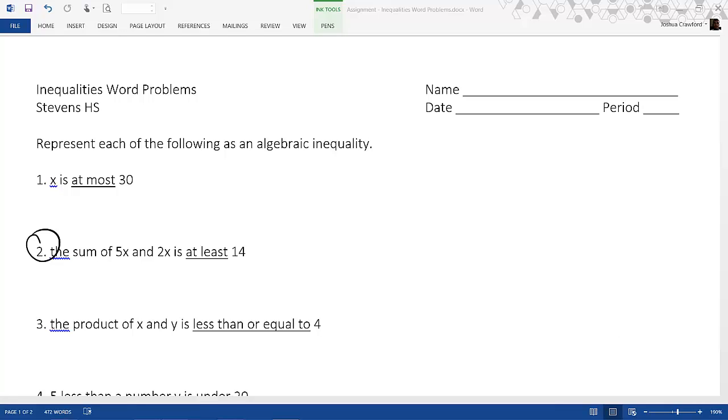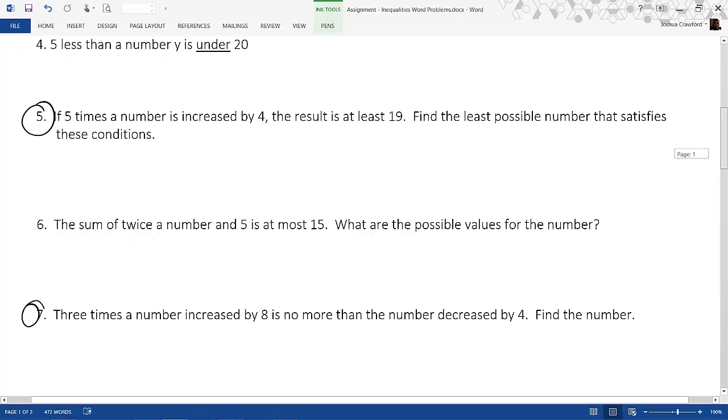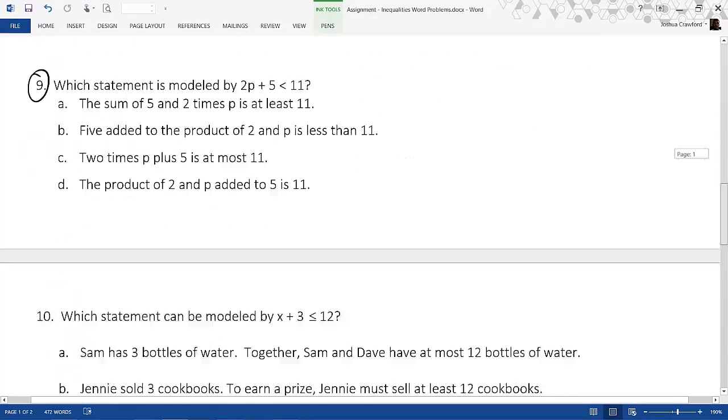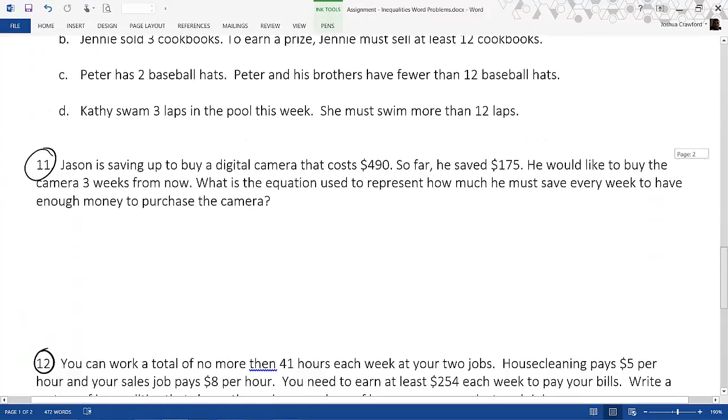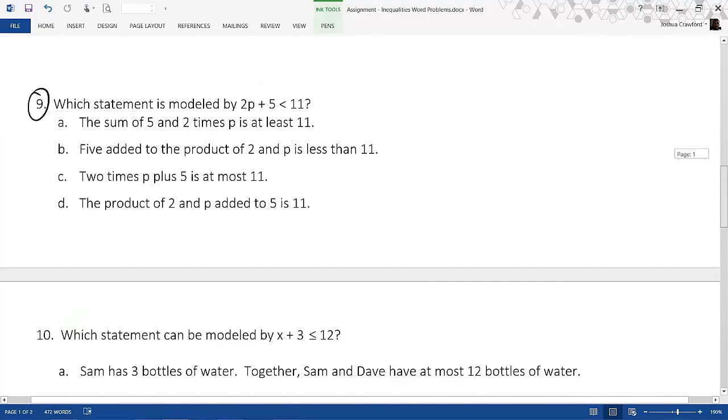Howdy, this video covers the Inequalities word problems worksheets, and we're going to go over number 2, 5, 7, 9, 11, 12, and 13. So let's get started.